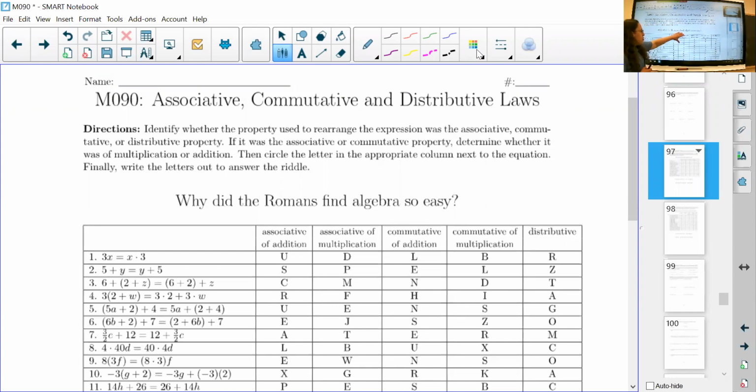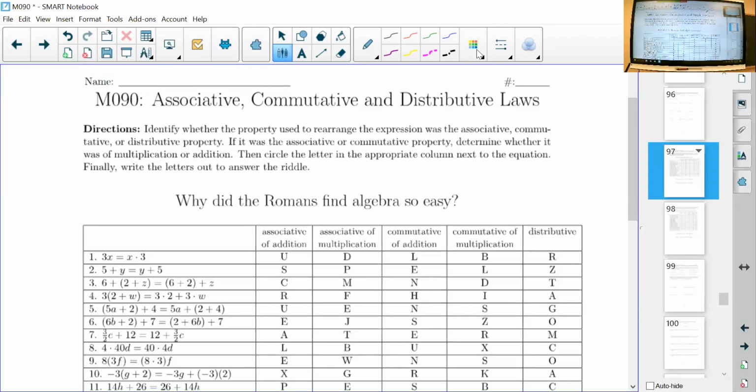You're going to circle the appropriate letter in the correct column, and then that's going to give you your answer. Now, we're not just playing Wheel of Fortune here. We're using this answer as a way to check our work. So if you get something that almost makes sense, but one of the letters is off, go back and check. Maybe you should have circled a different letter. So this is used to check your work, not in place of your work.